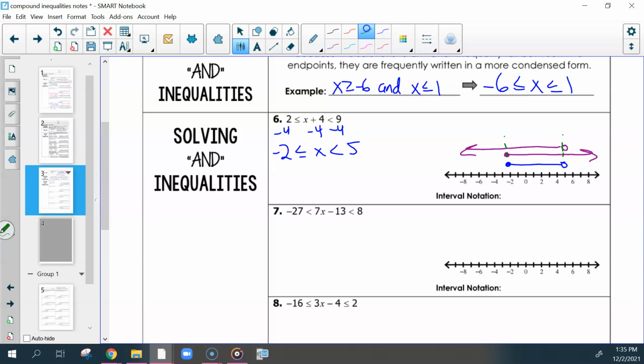Interval notation would be where does this start to where does this end? So it starts at -2, and it is closed, and it goes to 5, and that is open. What questions, concerns, or any confusion do we have on how we solve that, graph that, or do the interval notation?